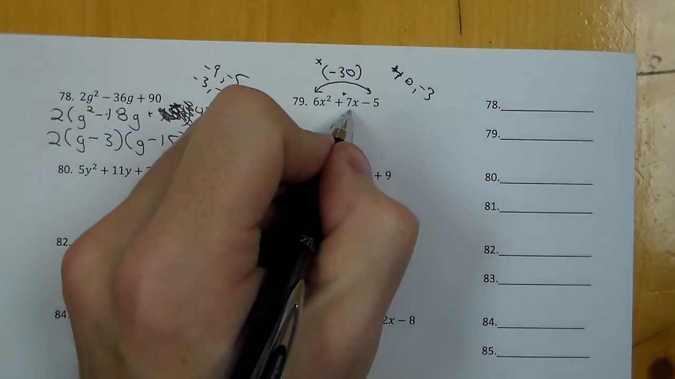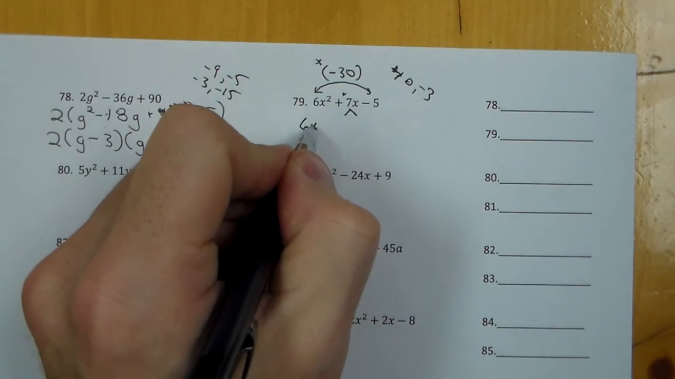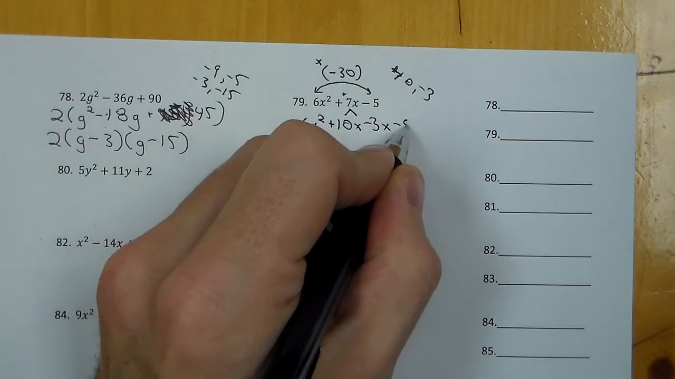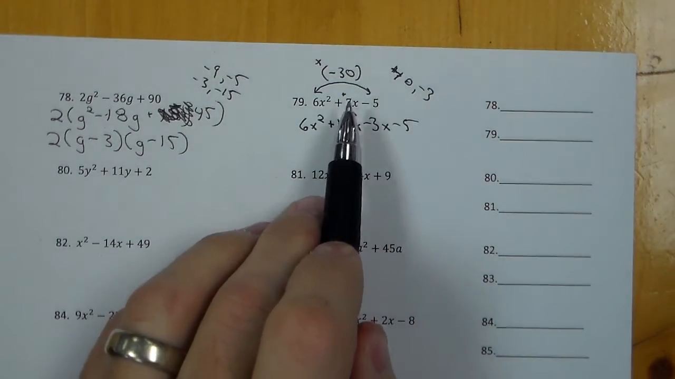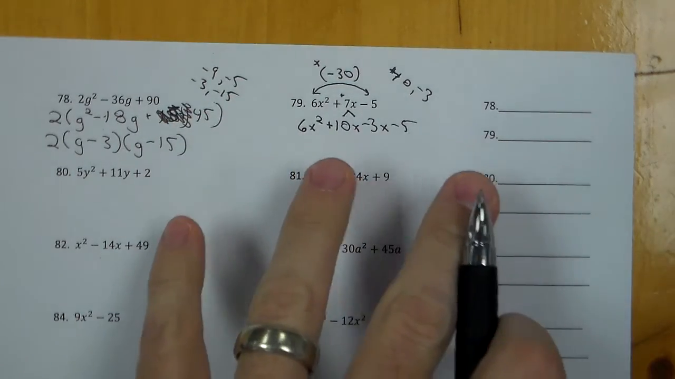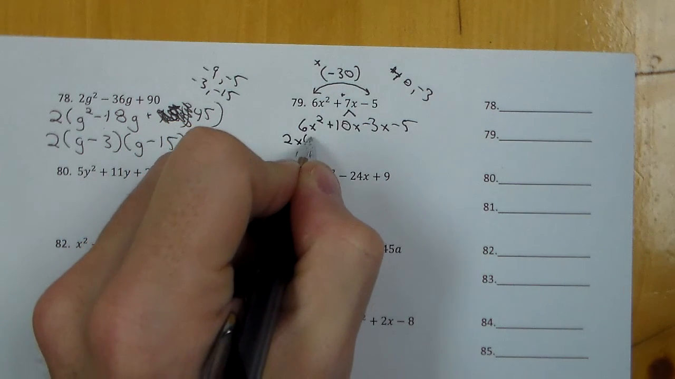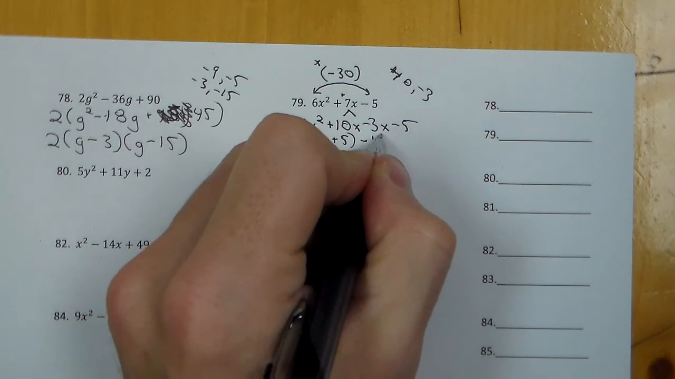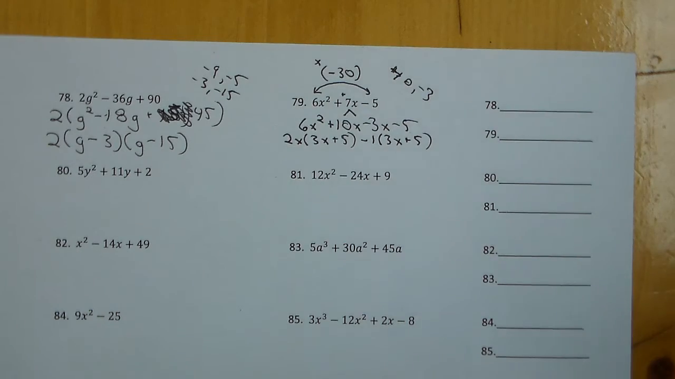And what I'm going to do here is break that 7x into two terms. I'm going to make it a 10x and a negative 3x. I'm not changing the statement at all. I'm just changing the way I look at 7x. So now that it's this way, I have 4 terms and I can do factor by grouping. I'm going to take out a 2x from the first two terms and I have 3x plus 5. I'm going to take out a negative 1 from the next two terms and get 3x plus 5.